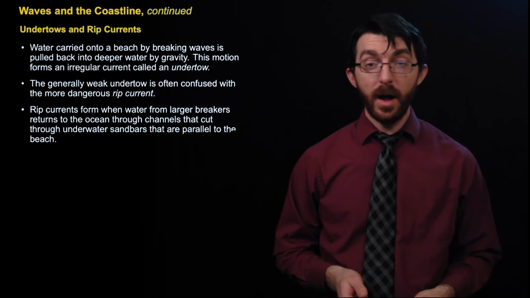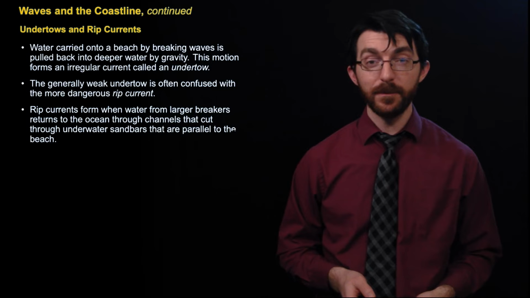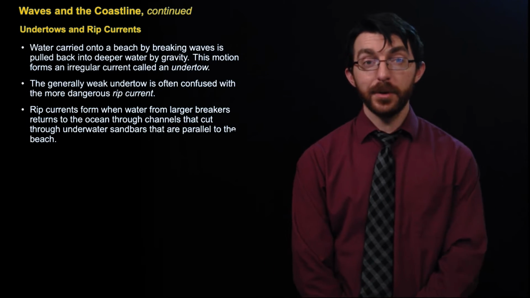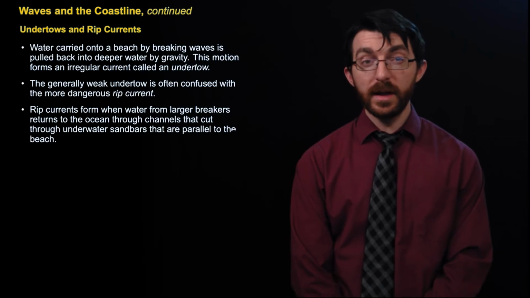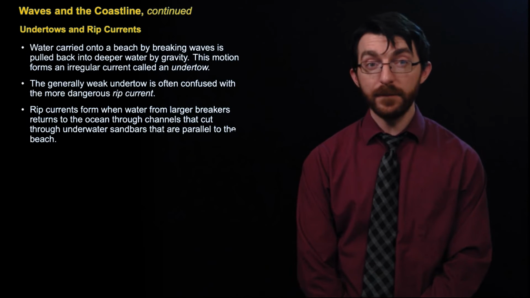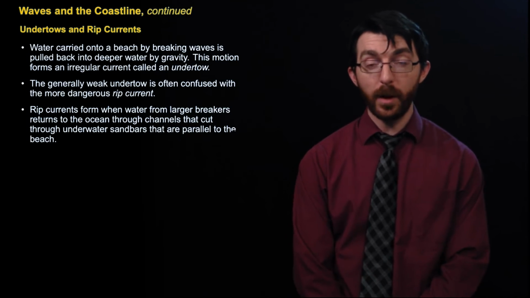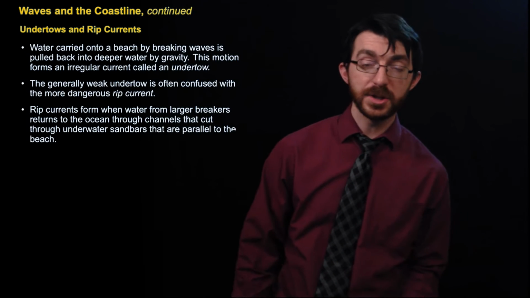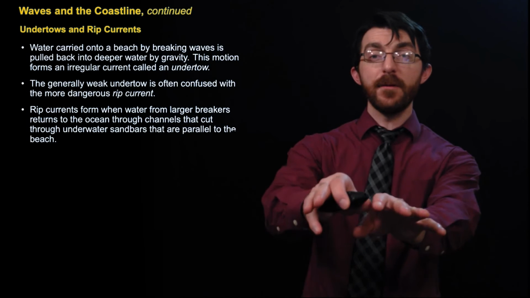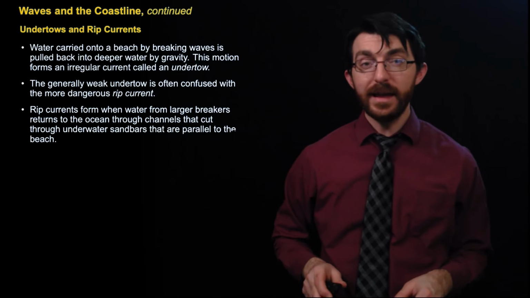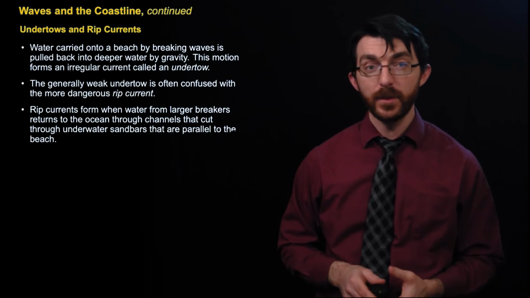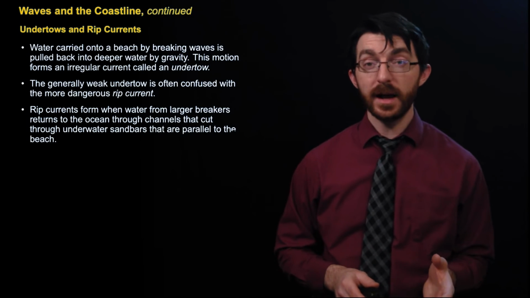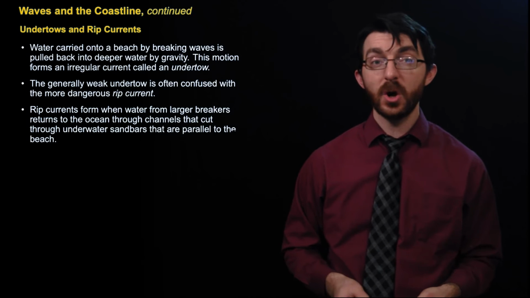Okay, now another part, maybe a less fun part about waves at the beach are undertows and rip currents. So water carried onto a beach by breaking waves is pulled back into deeper water by gravity. That's fair. Water is pushed up onto the beach as a wave, and then it falls back down into the ocean. It's pulled back by gravity. So this motion causes an irregular current because it's not constant. It happens with waves. It's called an undertow.